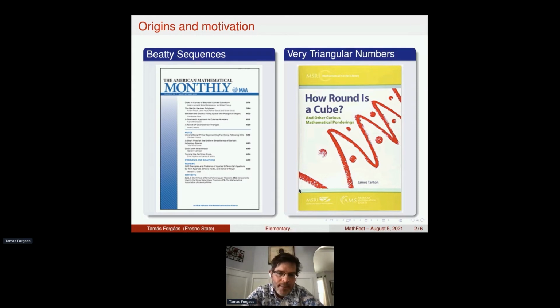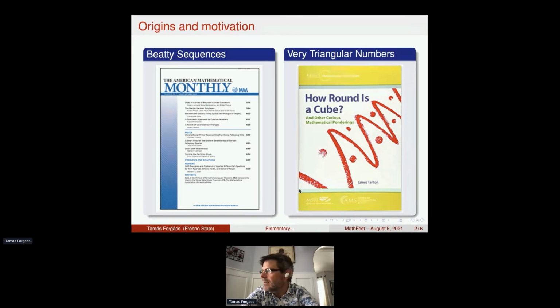And so the two problems I'm discussing came from two different sources. The first one, on Betty sequences, came from the Monthly. And this was, students were in a junior seminar that is explicitly for finding a project that they can do individual research on in the following semester.